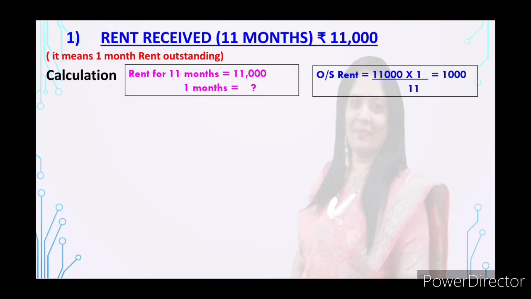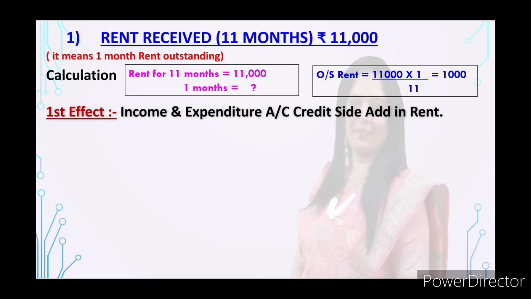Rupees 1,000 for rent is outstanding, and the effect is on the income and expenditure account credit side, you have to add it in rent, because here it is given rent received. Rent received shows this is income, and therefore you have to record it on the credit side of the income and expenditure account, and what is outstanding, therefore you have to add in rent. The second effect will be recorded in the balance sheet asset side.